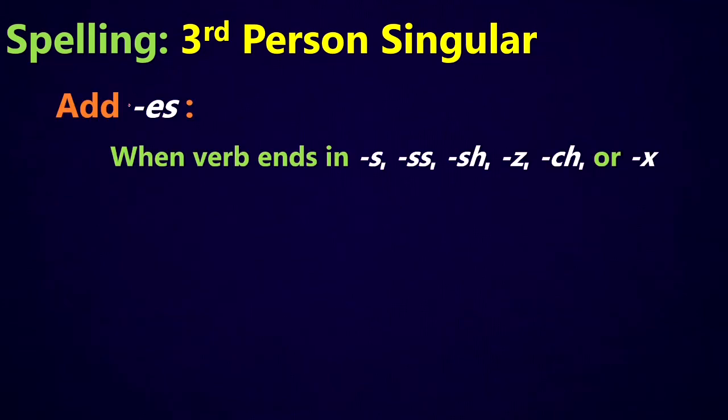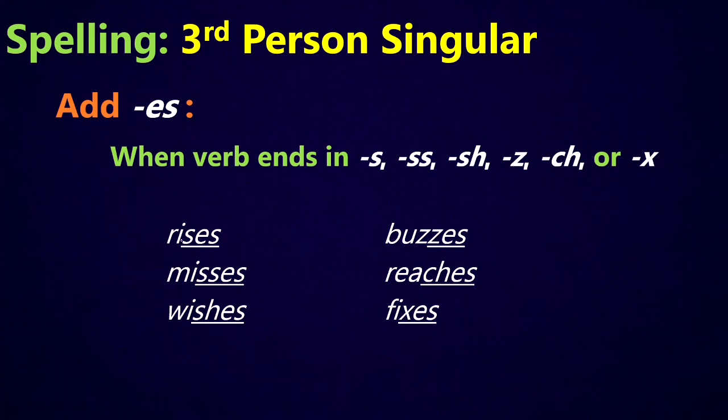Basically, we add ES when the verb ends in one of these letters or sound combinations. So S, SS, SH, Z, CH, or X. So we're adding ES to any verbs that end in one of these letters. For example, rises, misses, wishes, buzzes, reaches, or fixes.